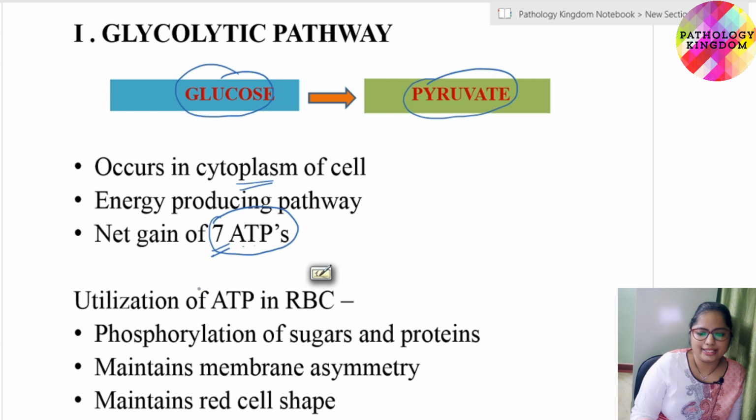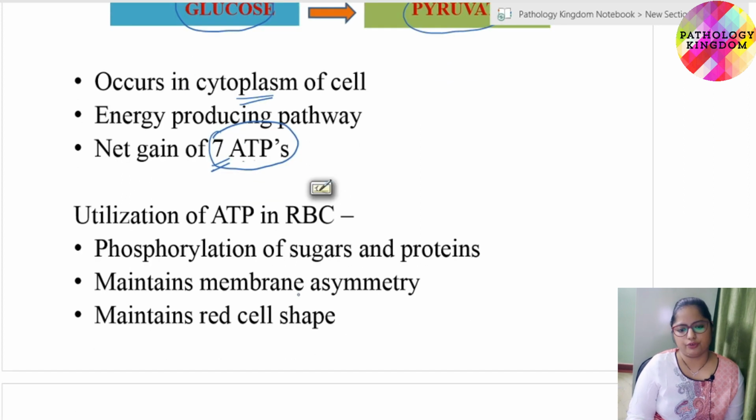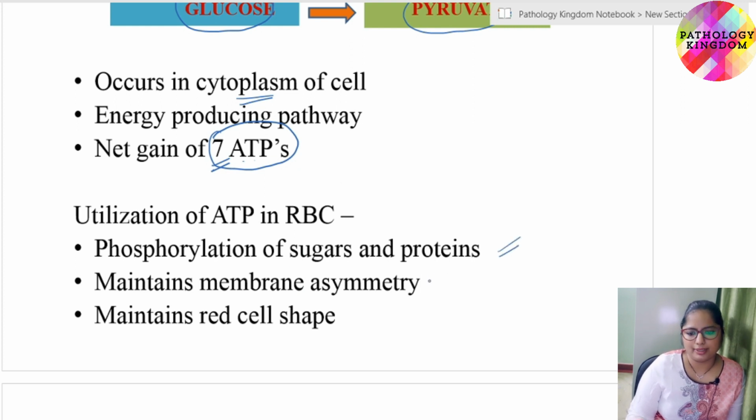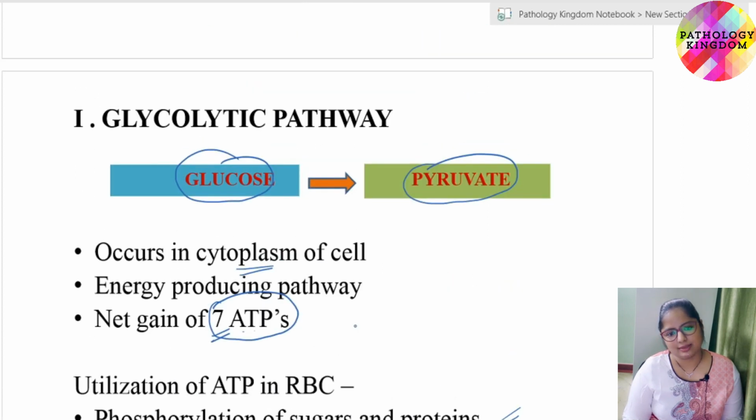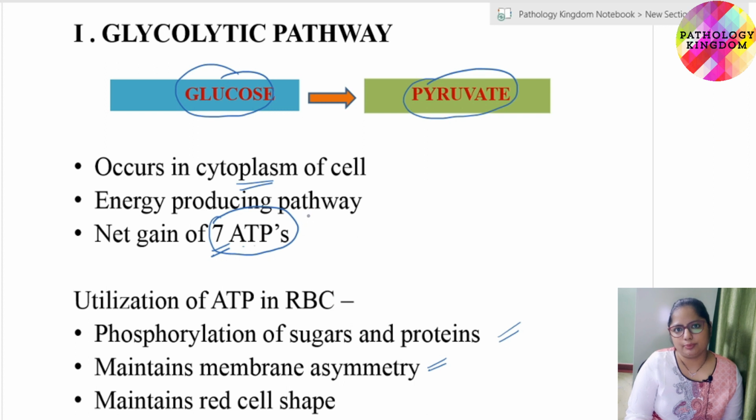Now utilization of ATP in RBC. ATP is used for the phosphorylation of sugars and proteins, for membrane asymmetry, membrane stability, and to maintain the red cell shape. So we're discussing the glycolytic pathway. In this pathway, the glucose is converted into pyruvate. It occurs in the cytoplasm and there is a net gain of 7 ATPs.